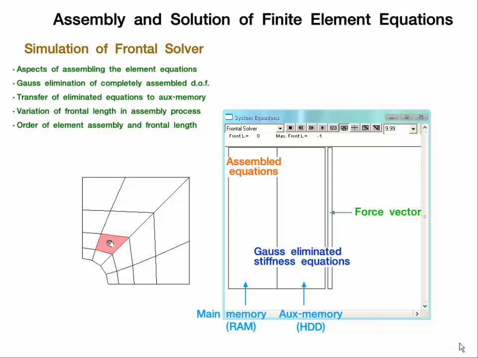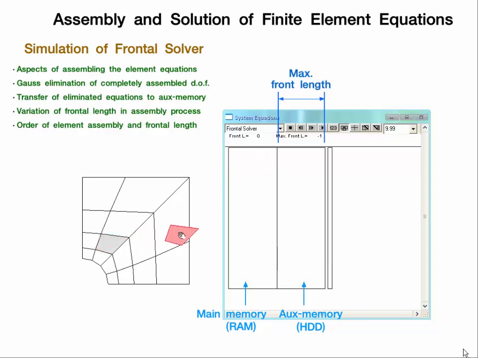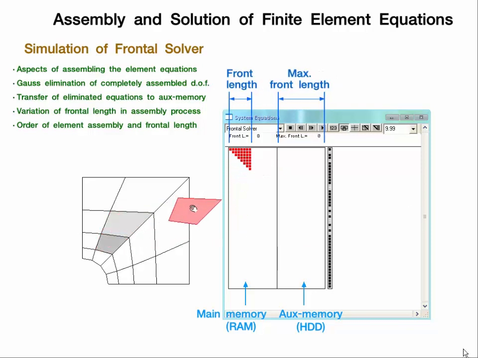The manual simulation is useful in observing the characteristics of maximum frontal length, which is the factor determining the memory requirement, and computing time. Select an element, and assemble the element matrix into the global stiffness matrix in the main memory by drag and drop operation. As more elements are assembled, the frontal length changes.